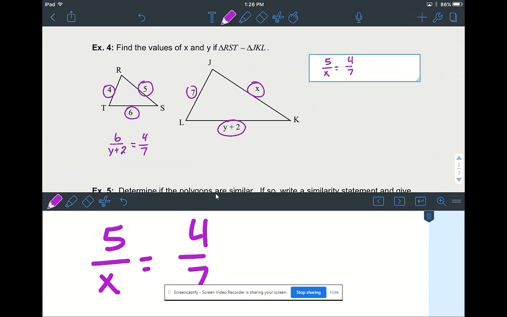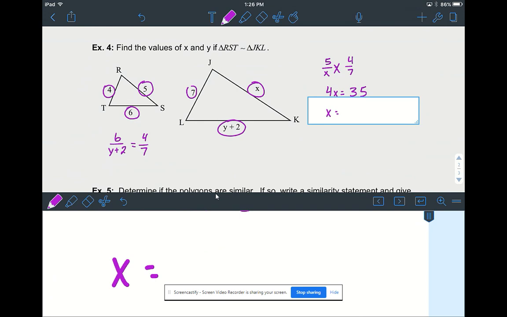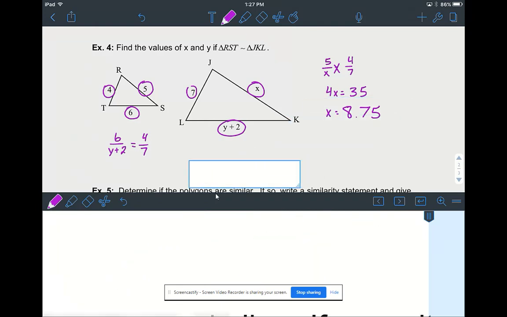All right, so I'm going to solve for x first. Cross multiply here. So that would be 4x equals 35. So x equals 35 divided by 4, which is 8.75. Is it okay to have a decimal? Yes, perfectly fine. Write the answer down.